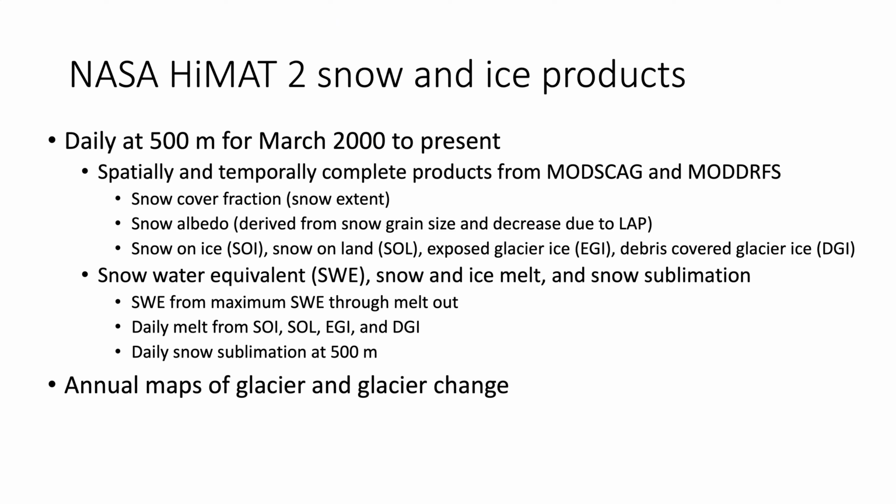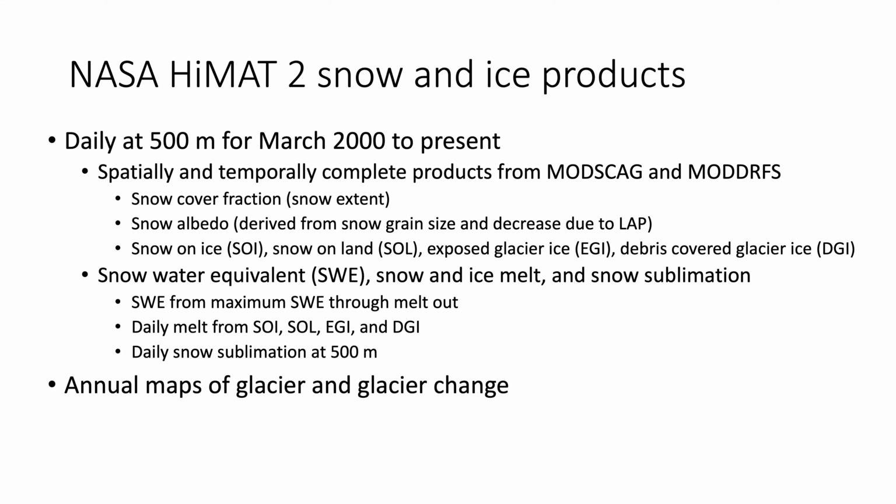First, we will be creating daily snow cover and snow albedo from MODIS from March 2000 to present. We will also be splitting the snow and ice cover into 4 classes. At the top of the mountain is snow that is on top of a glacier, snow on ice, or we call it SOI. We will also produce snow on land, or SOL. For glaciers, we'll produce exposed glacier ice, or EGI, and debris covered glacier ice, or DGI. As I mentioned, these will be daily at 500 meters.